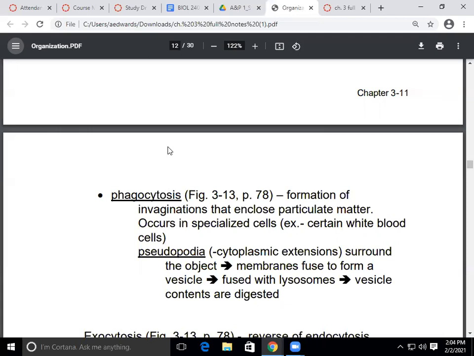Related to this are pseudopodia. These are extensions of your cytoplasm, and they're going to surround your object.